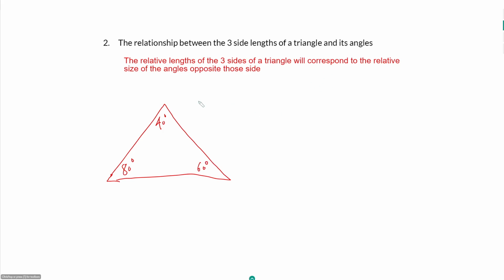So if I was to then say the lengths of the sides for this triangle are 5, 10, and 7, and then I asked you to label where these lengths should go, well, you would know that the smallest length, so the 5, has to be opposite the smallest angle. So this guy here is the 5. Your middle length, so the 7, has to be opposite the middle angle, so that would be opposite the 60. And then your longest side has to be opposite your biggest angle, so your 10 is opposite the 80.